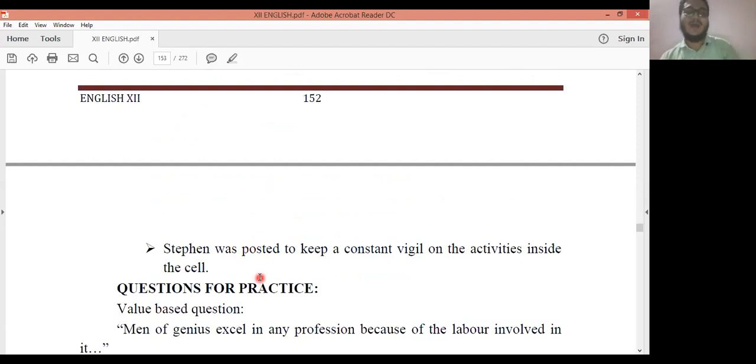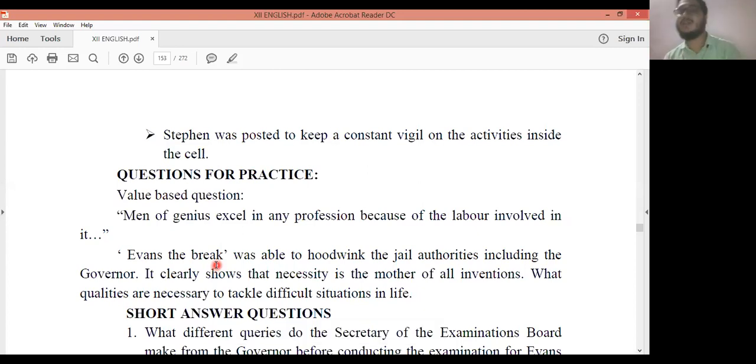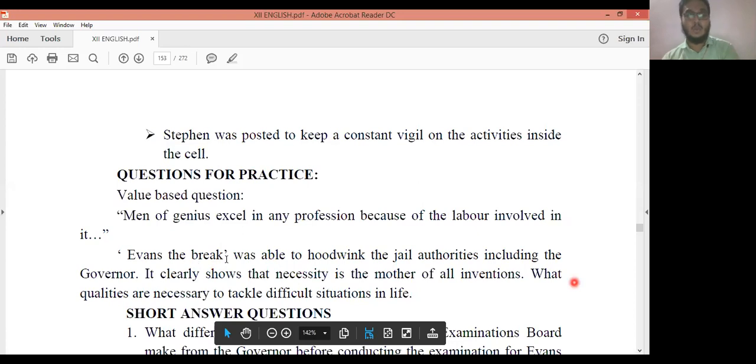Okay, students. Now some more value-based questions for you. Write it down, take a snapshot. You must write the long question and send it to me, not only the short questions. Men of genius excel in any profession because of the labor involved in it. Ivan was able to win over the jail authorities, including the governor. It clearly shows that necessity is the mother of all inventions. What qualities are necessary to tackle difficult situations in life? So you have to think and value this question. Do try and write it down and send me the answers.